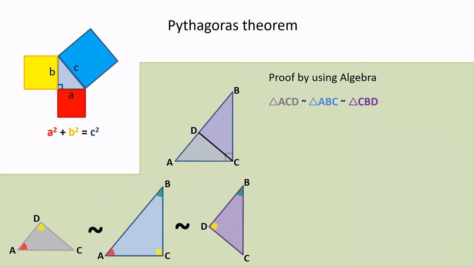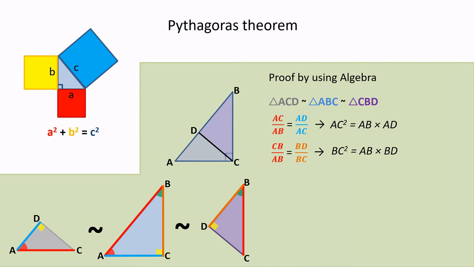Hereby, AC to AB is equal to AD to AC. Here we get AC squared equals AB multiplied by AD. On the other hand, CB to AB is equal to BD to BC. We get BC squared equals AB multiplied by BD.